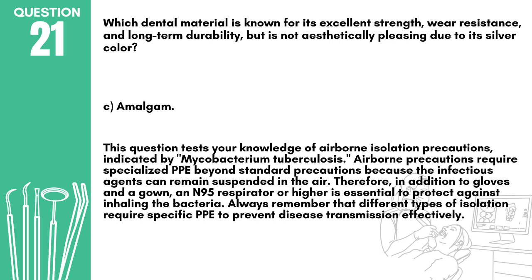However, its metallic silver appearance is a significant drawback in today's aesthetic-conscious dentistry. Composite resin and ceramic are tooth-colored, and glass ionomer is tooth-colored but weaker. For example, a dentist might recommend amalgam for a large filling on a back molar if aesthetics aren't a concern for the patient. Always remember that amalgam is strong and long-lasting, but it's not tooth-colored.